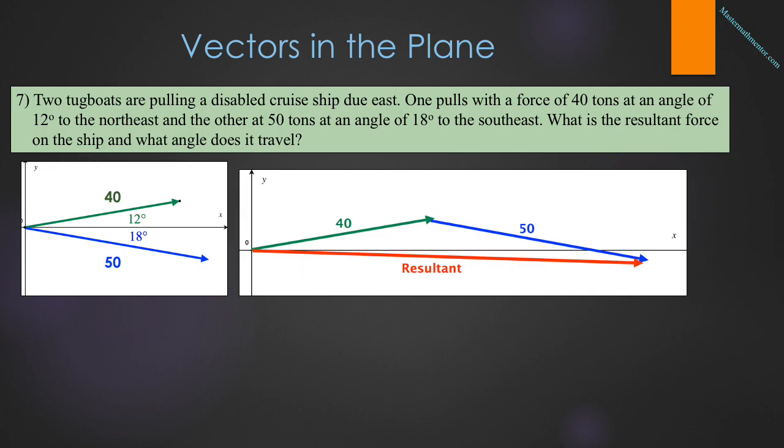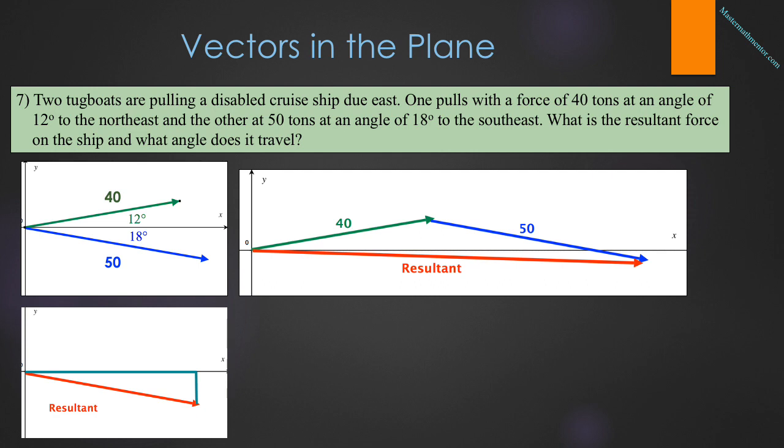Next, we draw a vector diagram. We keep our 40-ton vector in green, but then move our blue vector to the head of the green vector. Our resultant vector will be the vector from the origin to the head of the blue vector. That is the path of the cruise ship, and the angle with the horizontal is the angle it will travel.